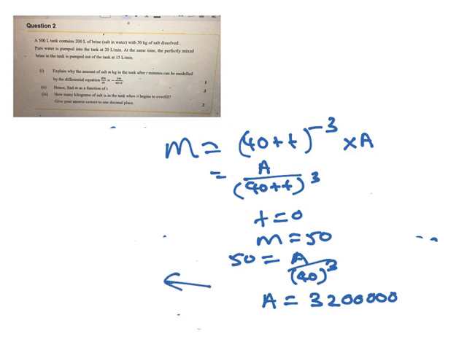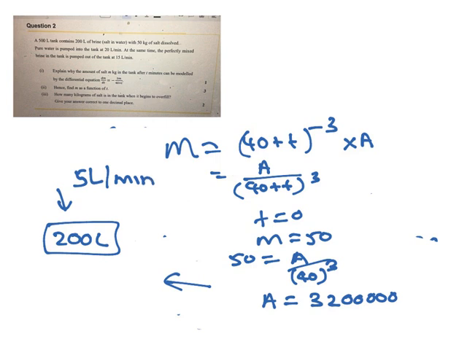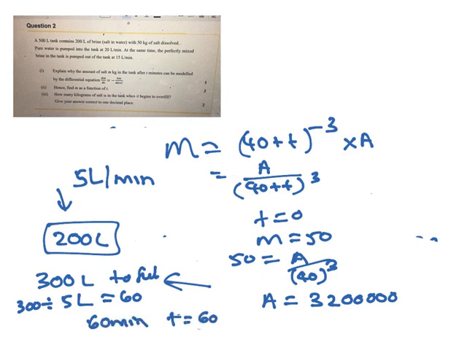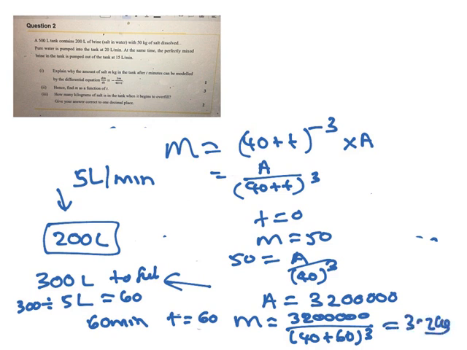Okay, so in order for it to overflow, there's 200 litres in the tank, and there's a difference of 5 litres per minute going in. So if we look at that, that would be 300 litres to fill. So if you did 300 divided by 5 litres, you get 60. So that's going to take 60 minutes. So when time equals 60, we can then calculate 35,000 over 40 plus 60 to the power of 3, which is 3.2 kilograms.